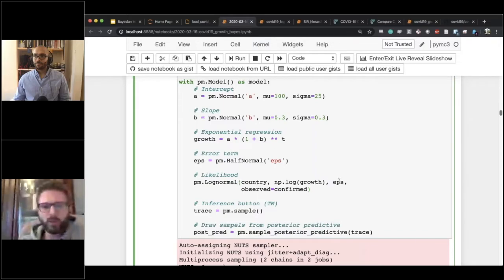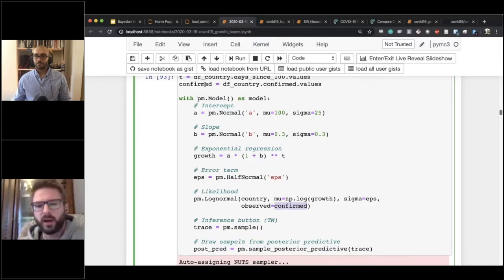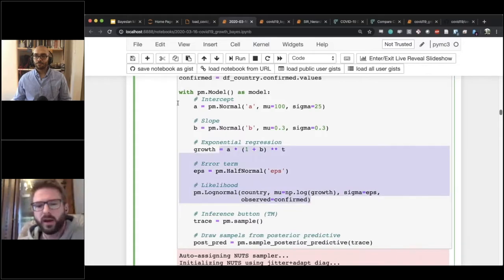And so the standard deviation is... this is the mean, and then we have our sigma, which is the error term, and then we have our observed. So this is what turns this into a likelihood function. We supply our actual number of cases, which is the data, as the observed keyword argument. So that concludes the model specification.